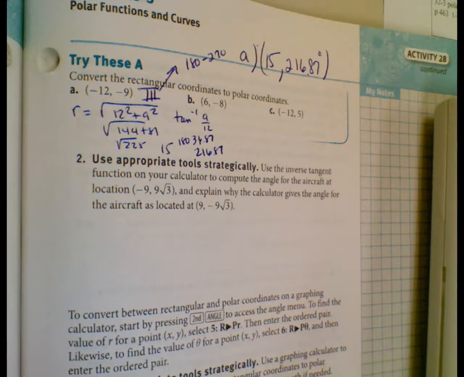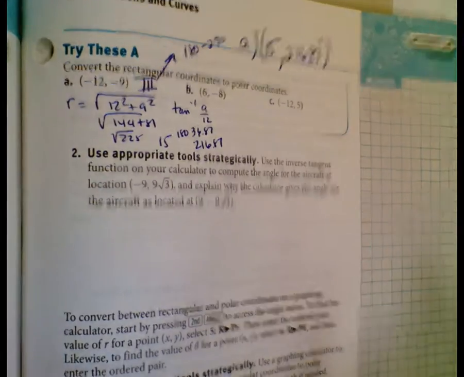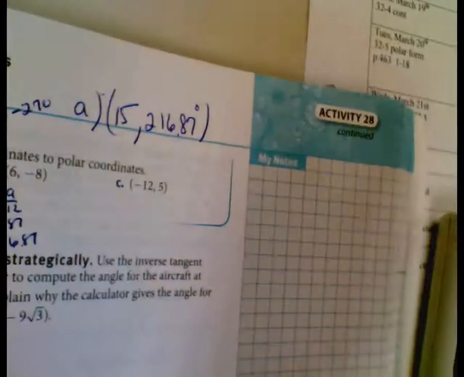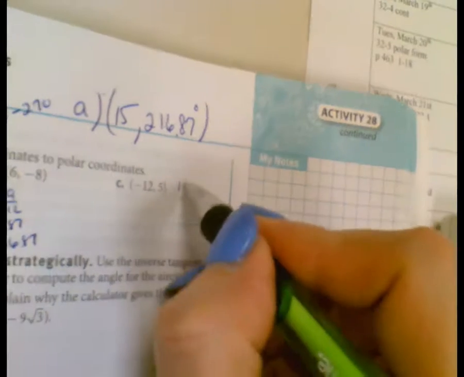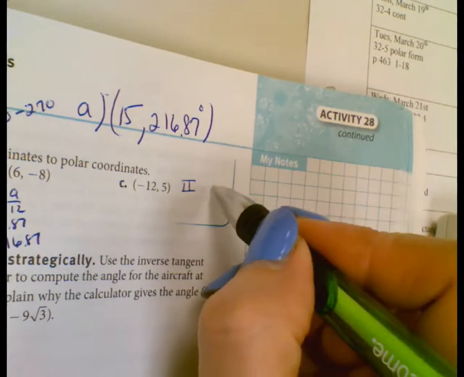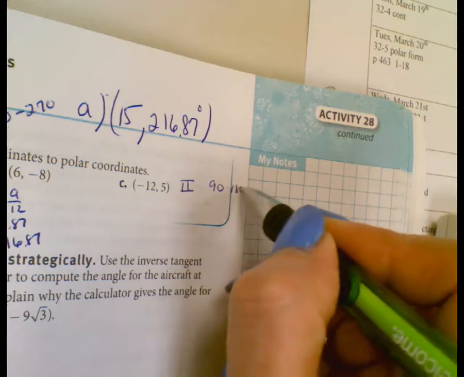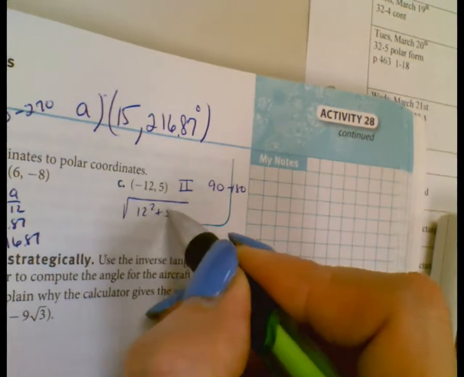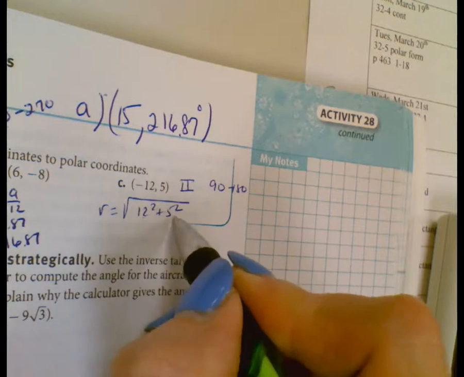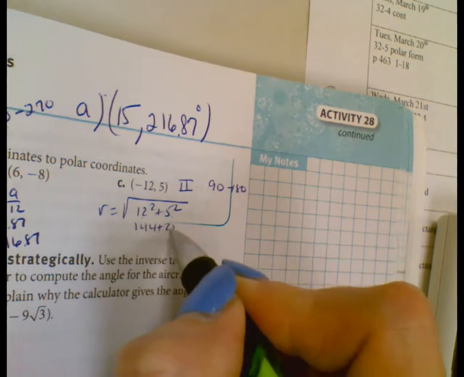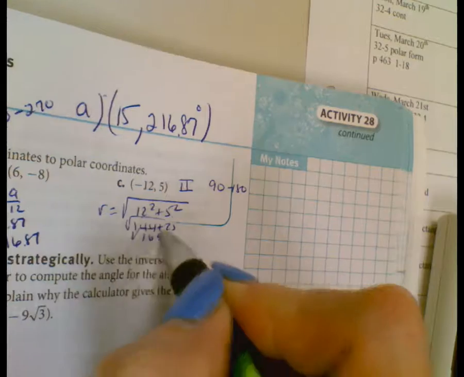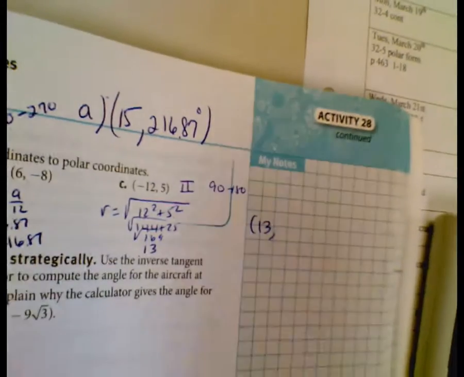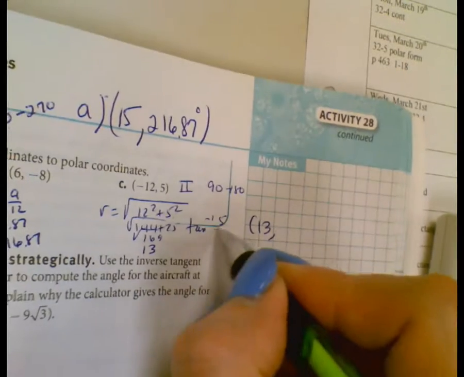So why don't you guys try C? I don't have any room for B, so let's try C. First of all, what quadrant are we in? What's negative 12, 5 quadrant? Negative 12 is left and up, so you're in the second quadrant. So your angle has to be between 90 and 180. Make sure it's in between there. So first we have 12 squared and 5 squared for your R, which is 144 and 25, which is 169, which is 13. So far, 13 is part of your answer. For the angle, it's arctangent of 5/12.